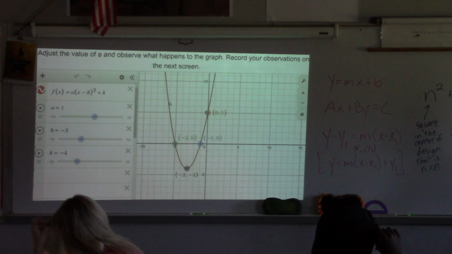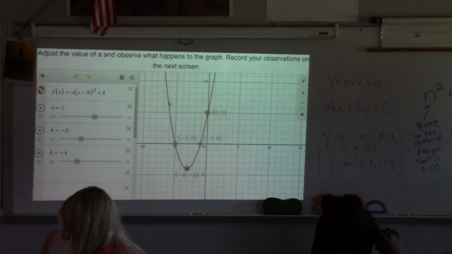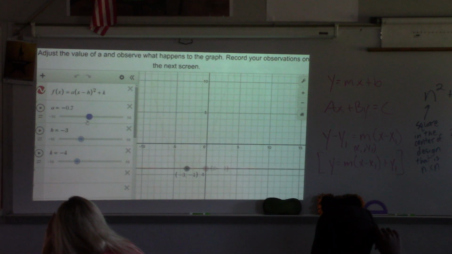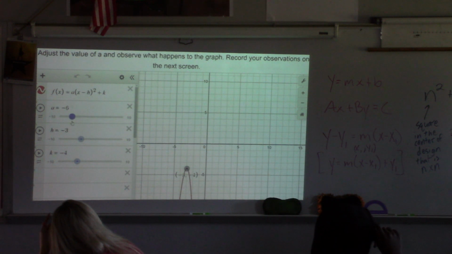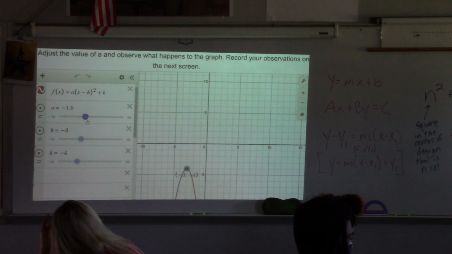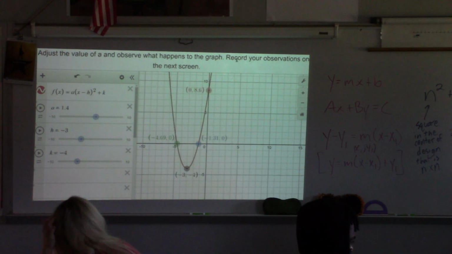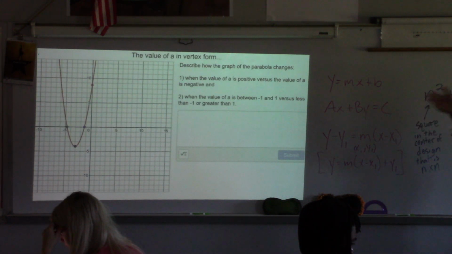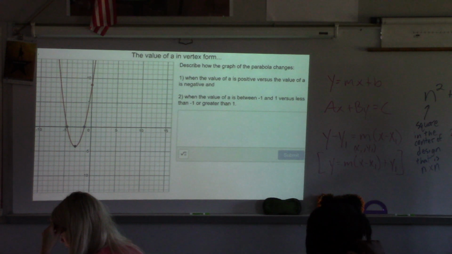When you get in here, looking at the next slide, you'll notice all it is is a bunch of sliders. Adjust the value of a and observe what happens to the graph. When you take the slider a and move it around, what do you see happening to that graph? It's getting thinner. It goes up, and then it goes out, and then out. There's some language we should know to be able to talk about it. And notice how it says record your observations on the next screen. You'll come here and I'll have a couple of questions. You may need to go back to the previous screen to figure out what's happening.